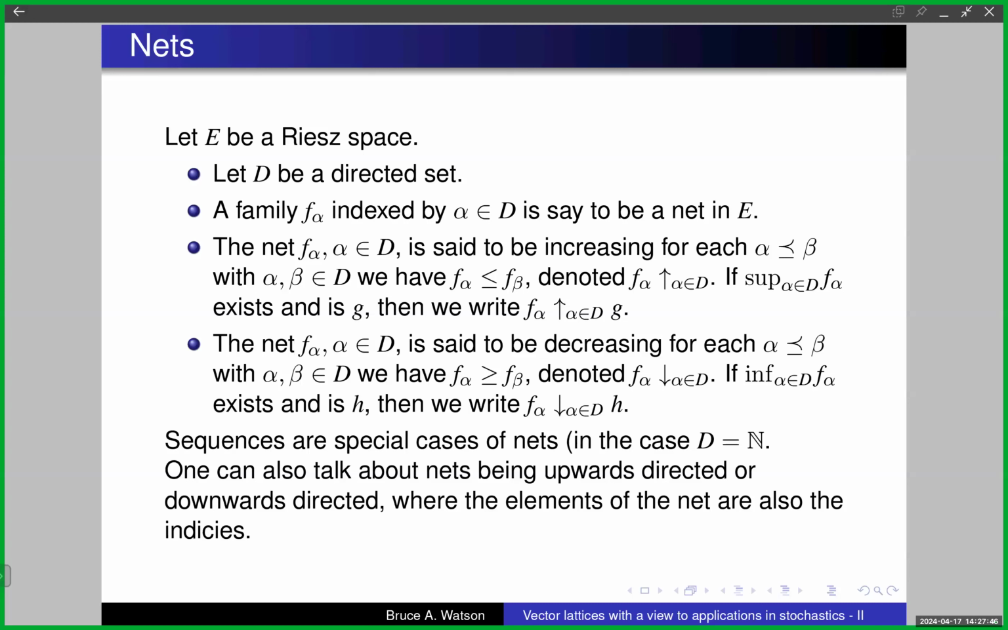A family f_alpha in E indexed by alpha in D is a net. So it is any object from our space, any family from our space that is indexed by a directed set is a net. Okay, there are some special nets we would like to look at.